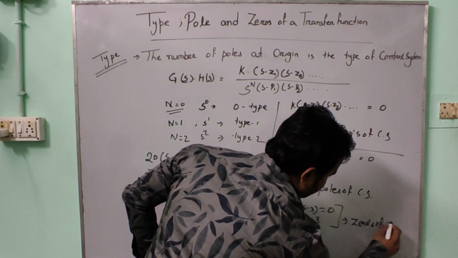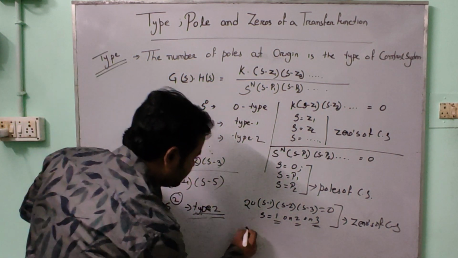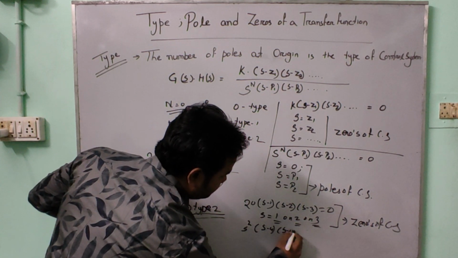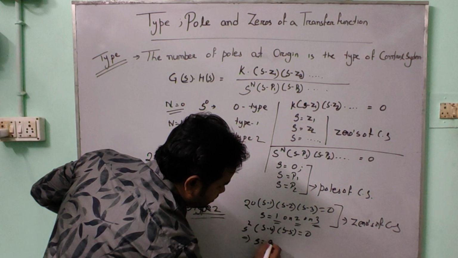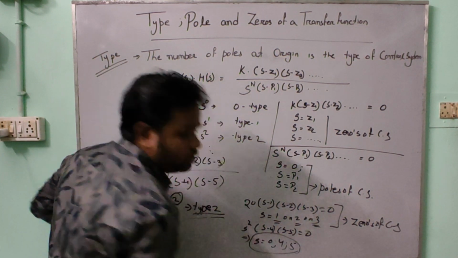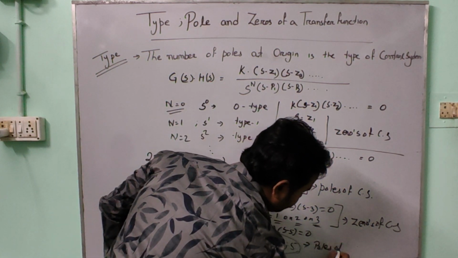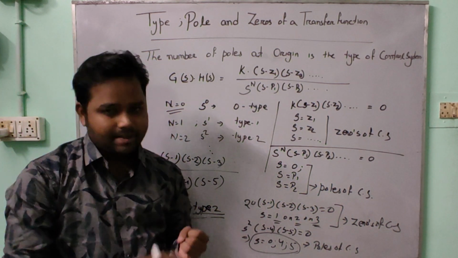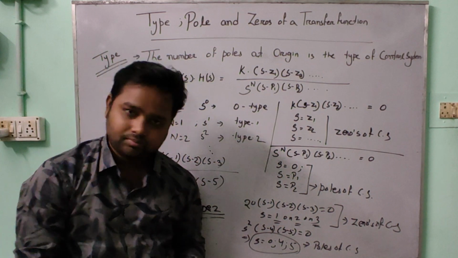Similarly, by equating the lower part, that is s square into (s minus 4) into (s minus 5), to 0, the value of s will be either 0 or 4 or 5. These are the poles of the control system. In today's class, we have studied about the type of control system, poles of control system and zeros of control system. Thank you.